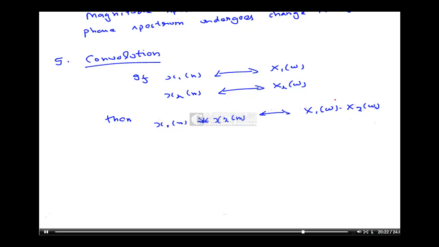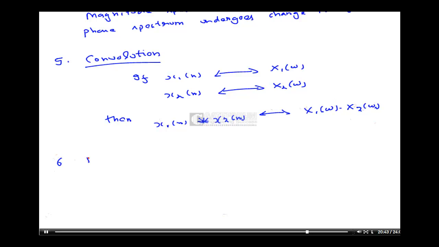This theorem sometimes helps in finding the convolution of two time domain sequences, because in frequency domain they become multiplication. Multiplication is an easier process than convolution, because only multiplication is done there, but in convolution both multiplication as well as addition are required.